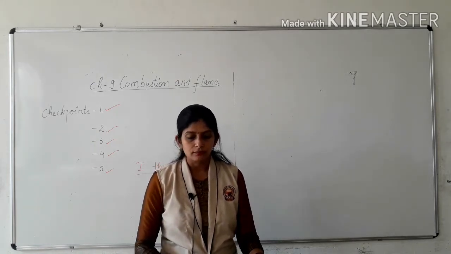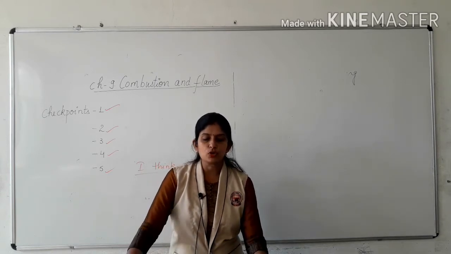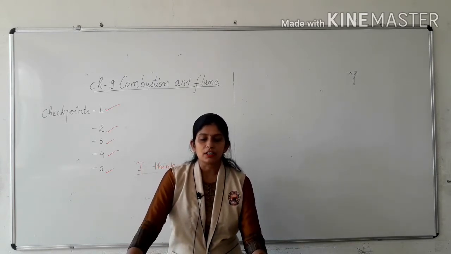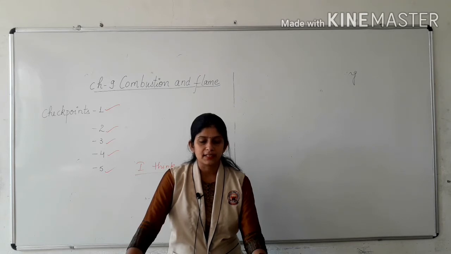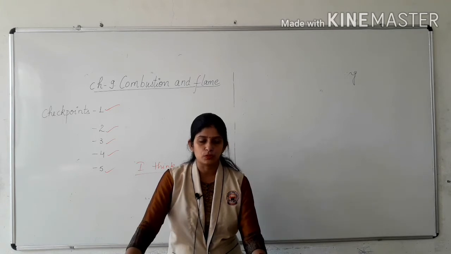Now, sixth, in which zone of a candle flame does no combustion take place? A. Innermost zone, B. Middle zone, C. Outermost zone, D. There is no such zone in a candle flame. The answer is A. Innermost zone.